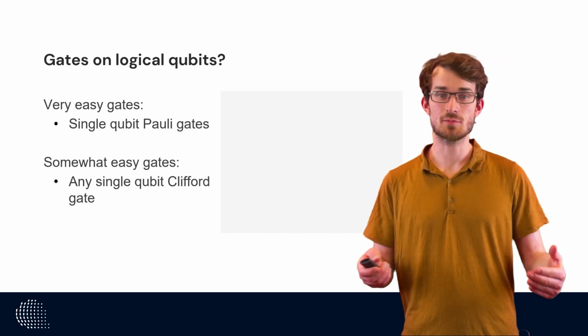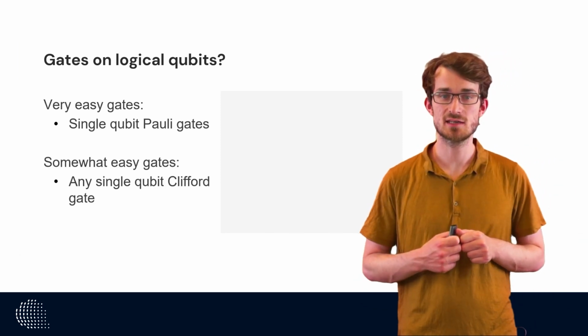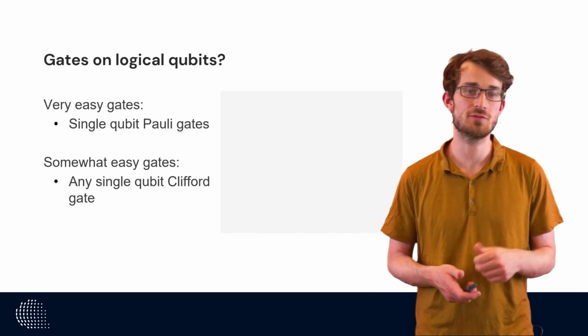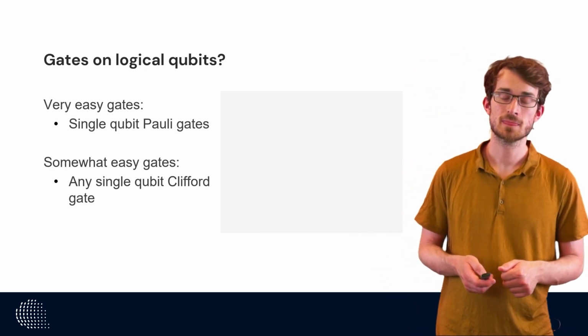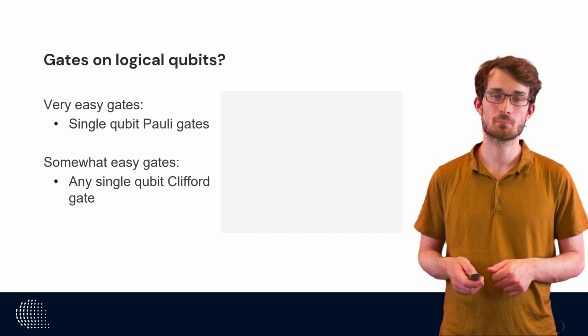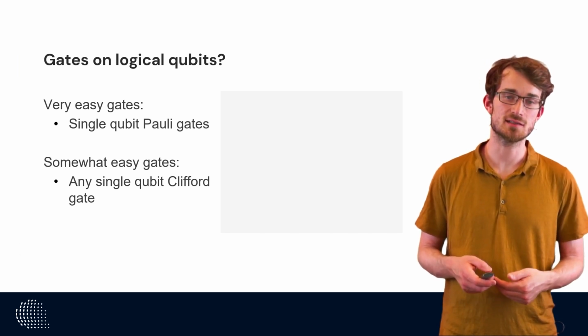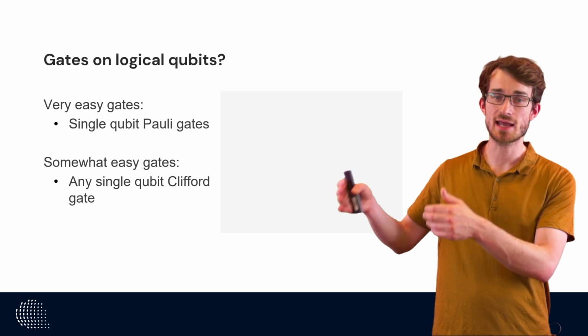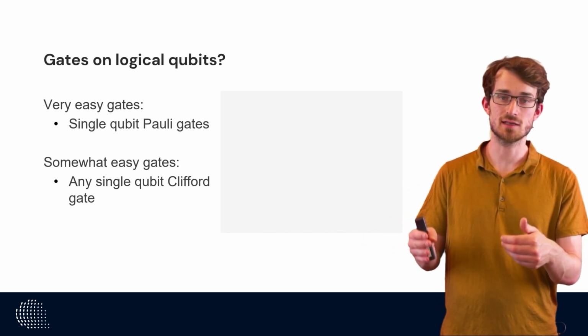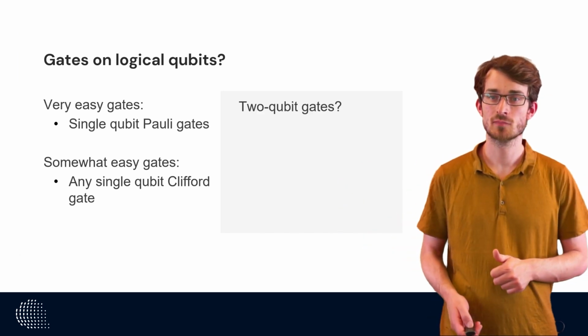Similarly, any type of what we call a Clifford gate is actually somewhat easy to do if it's a single qubit Clifford, which you can do using standard techniques. Clifford gate here means it's either a Hadamard gate, a phase gate, or a Pauli gate.